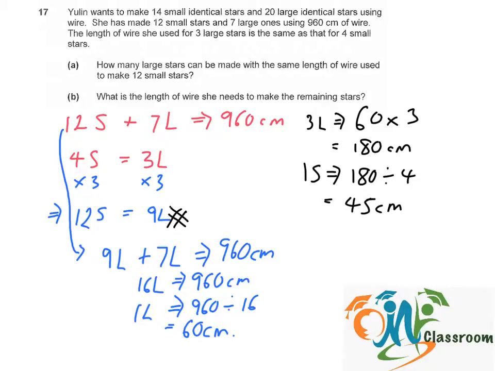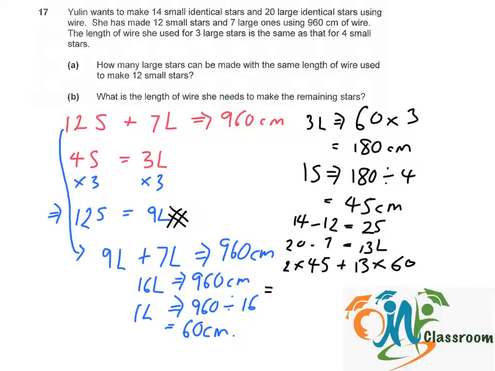So to find the length of the wire she needs to make the remaining stars, what we can do is to just take 14 minus 12. We know that she requires another 2 small stars. And 20 minus 7, she requires another 13 large stars. So 2 small stars will be just 2 times 45 plus 13 large, 13 times 60. That will give us 870 cm.